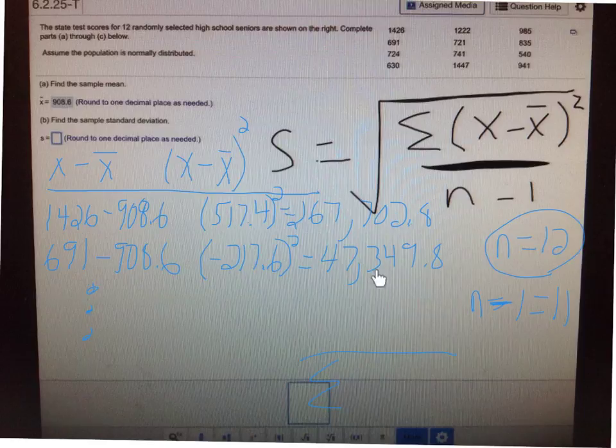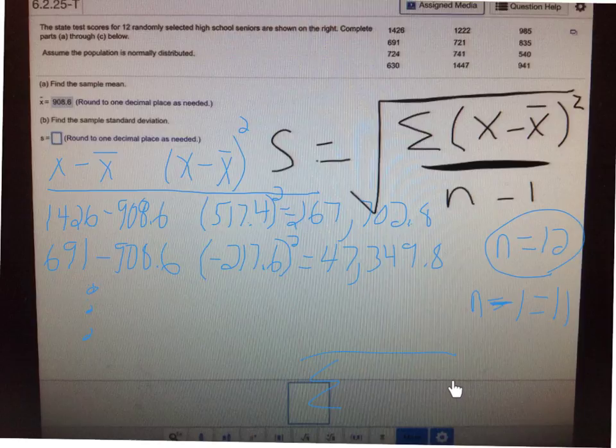So you add this column and divide it by 11. That gives you the variance, and then you take the square root of it, and that'll give you the sample standard deviation. So this is doing it by hand, and it's good to do a few of them by hand. Most people will use technology to do this.